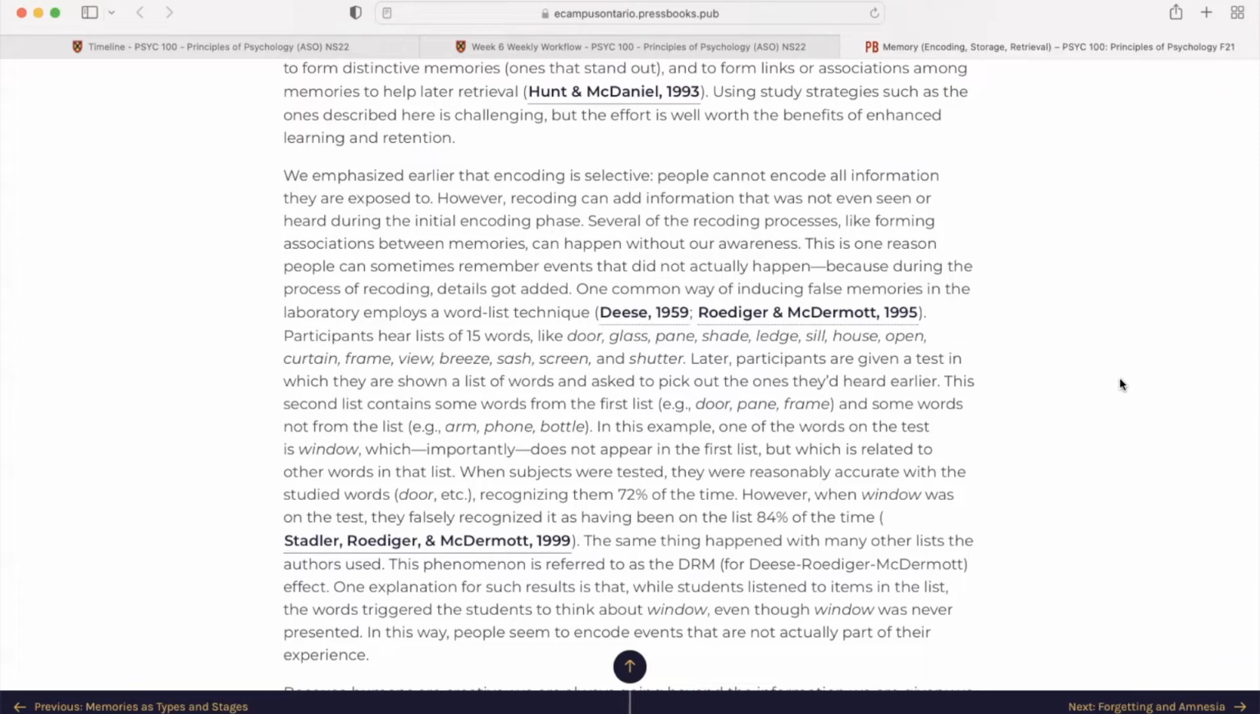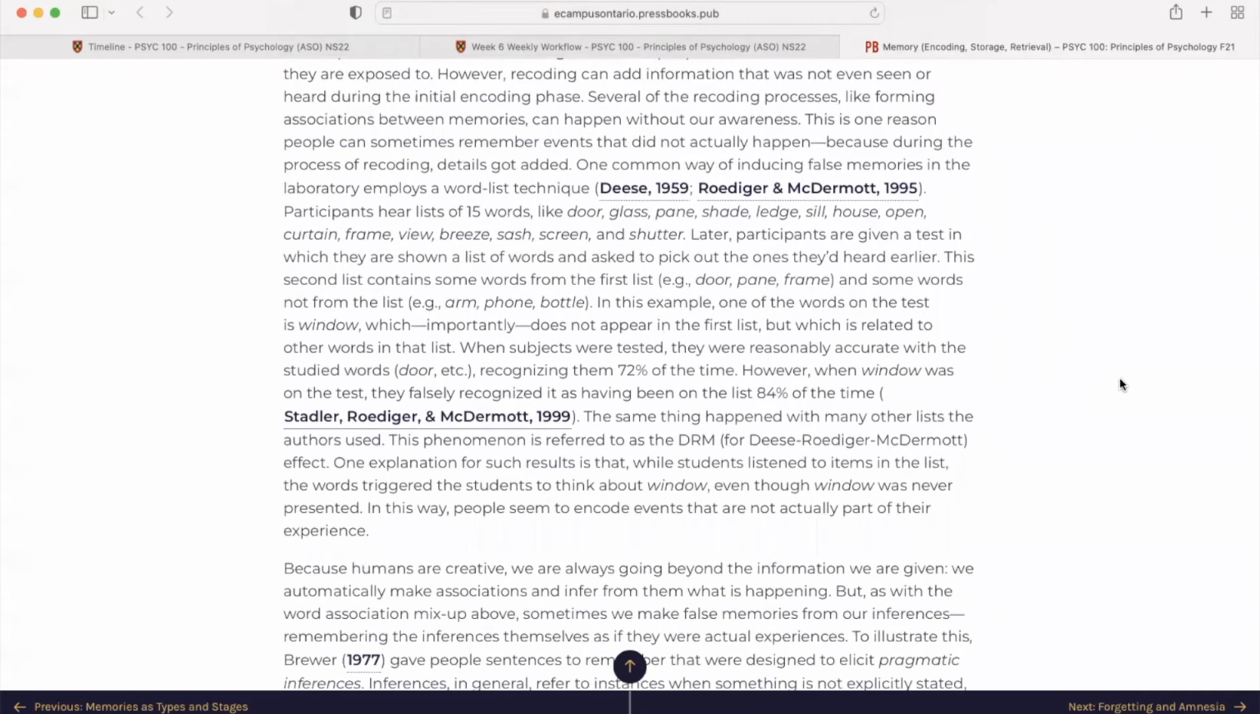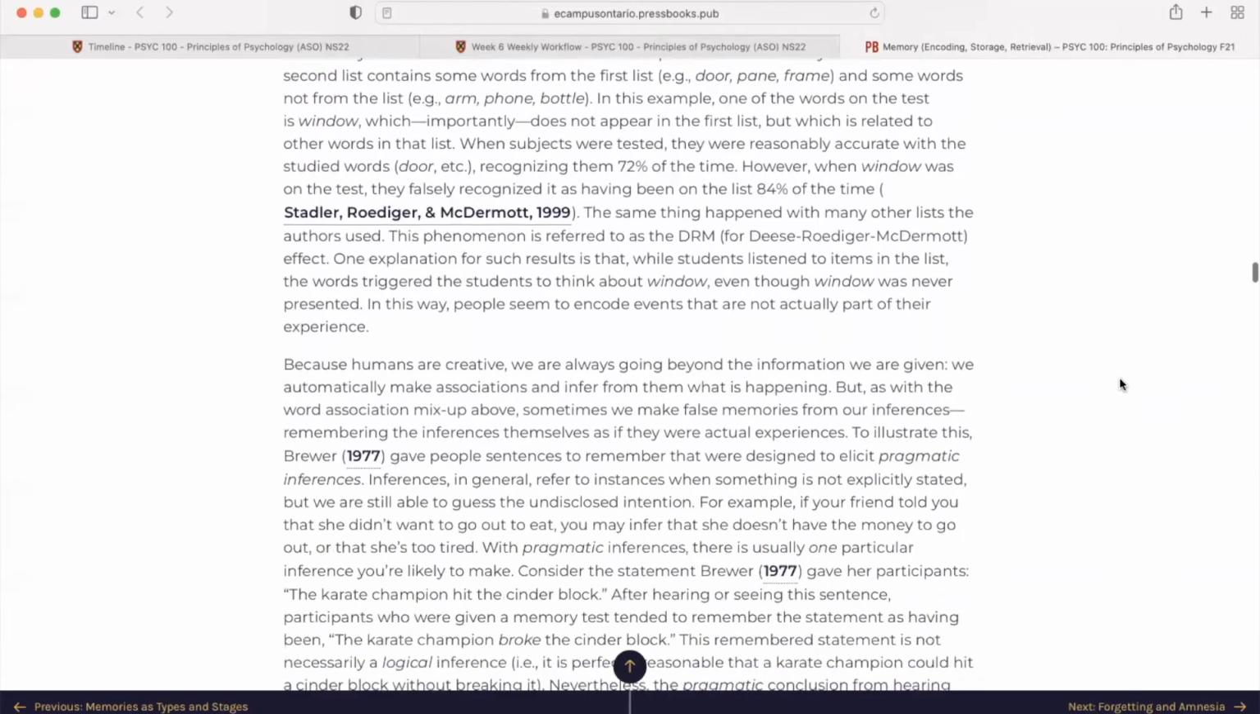When subjects were tested, they were reasonably accurate with the studied words, door, etc., recognizing them 72% of the time. However, when window was on the test, they falsely recognized it as having been on the list 84% of the time. The same thing happened with many other lists the authors used. This phenomenon is referred to as the DRM effect. One explanation for such results is that while students listened to items in the list, the words triggered the students to think about window, even though window was never presented. In this way, people seem to encode events that are not actually part of their experience.